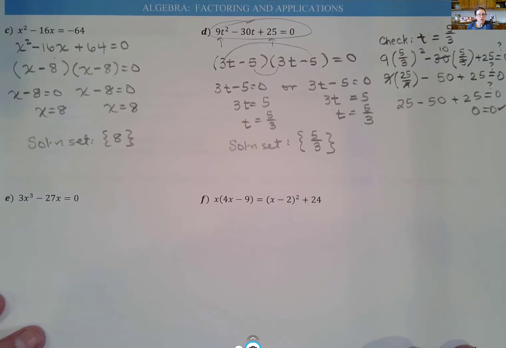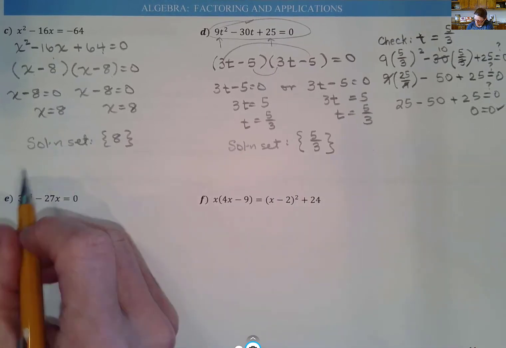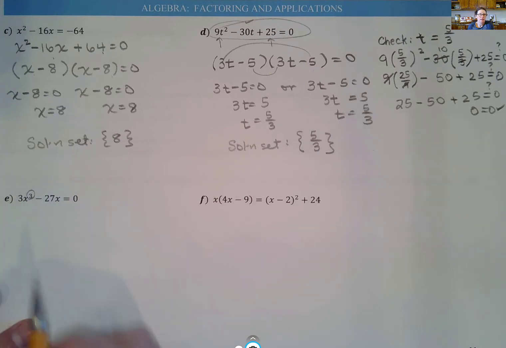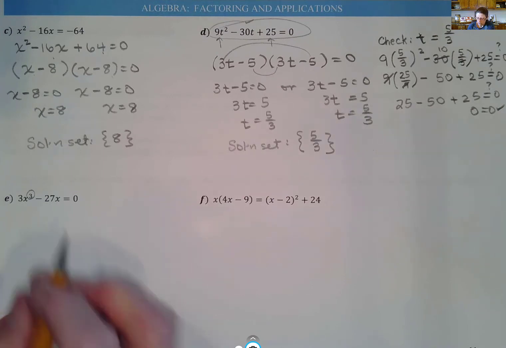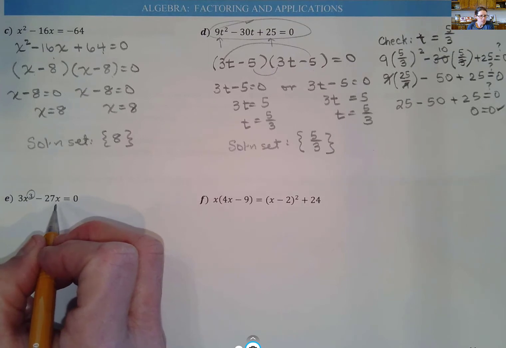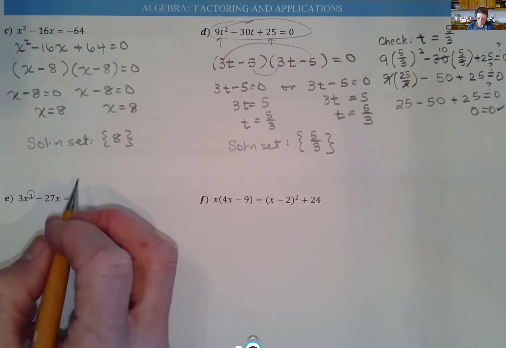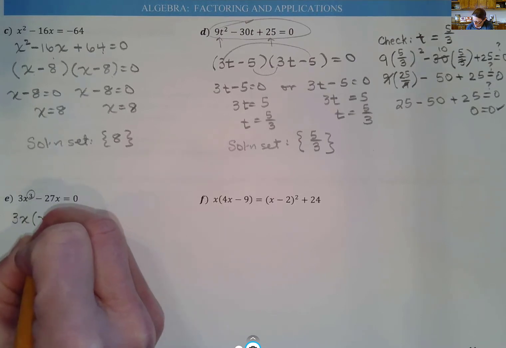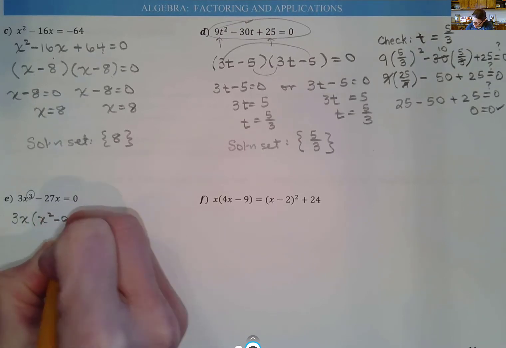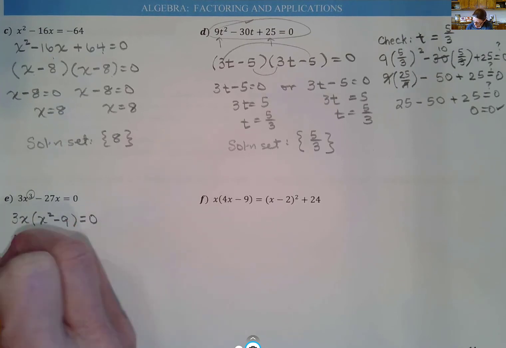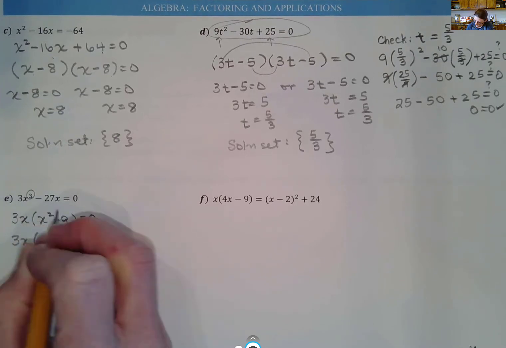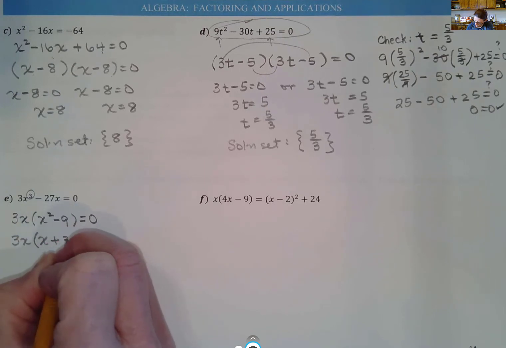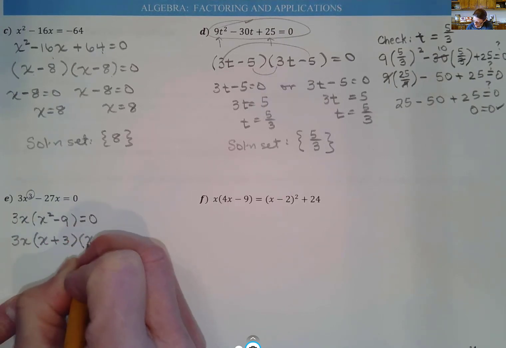Well, let's continue to part E. Now notice that this is a third degree equation, also called a cubic equation, and it can have as many as 3 solutions. And we're going to find those by factoring, starting with a greatest common factor, 3x times x squared minus 9. And let's continue to factor. X squared minus 9 is a perfect square, which factors x plus 3 times x minus 3.